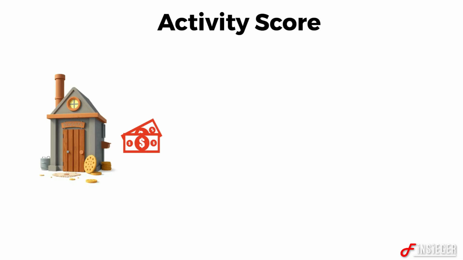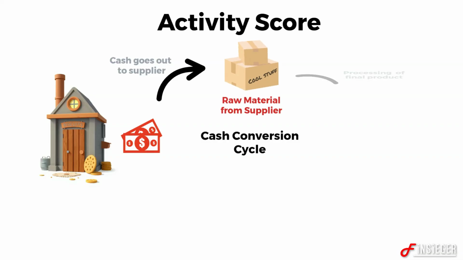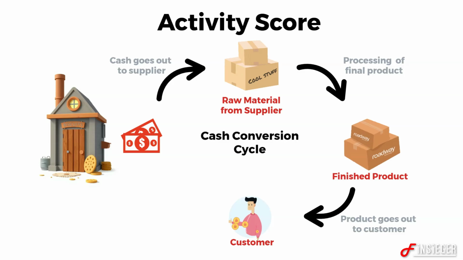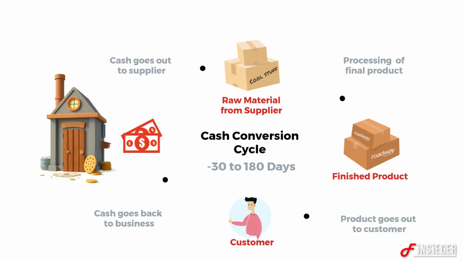For activity score, let's look at the cash conversion cycle, which explains a lot about cash and product management simultaneously. In the cash cycle, cash goes out to the supplier, who provides raw material to the company. Raw materials are processed into the final product, which sits in the company's inventory. The product is then passed on to the customer on credit or on an instant cash basis, which is then received back by the company. The ideal time to complete this cycle is -30 to 180 days. You will get to know about this in a moment.